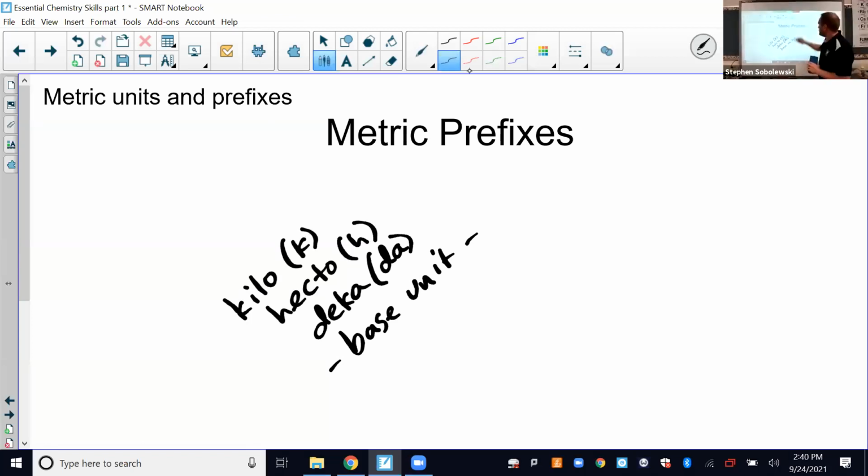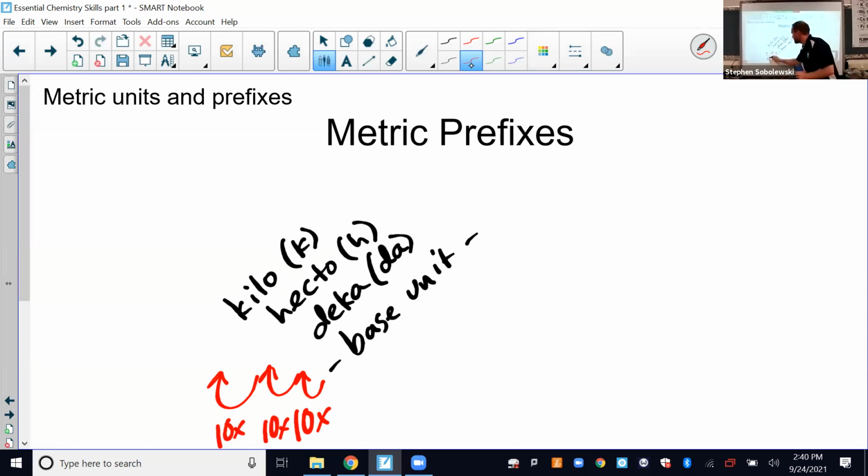And what's the difference in size here? The difference in size is 10 times. 10 times 10, and 10 times 10 times 10 from the base unit to kilo is 1,000 times bigger. In other words, there are 1,000 grams in a kilogram, 1,000 liters in a kiloliter, which is not a common one, and 1,000 meters in a kilometer.